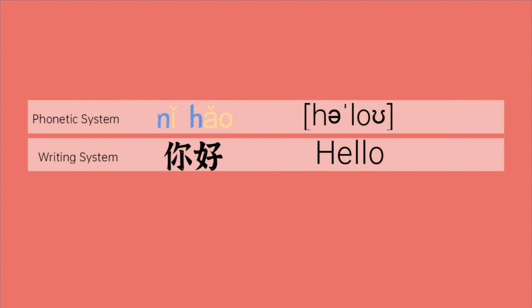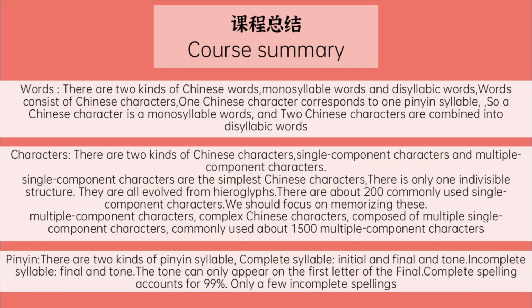Summary of course memory points. Words. There are two kinds of Chinese words, monosyllable words and disyllabic words. Words consist of Chinese characters. One Chinese character corresponds to one Pinyin syllable. So a Chinese character is a monosyllable word. And two Chinese characters are combined into disyllabic words.